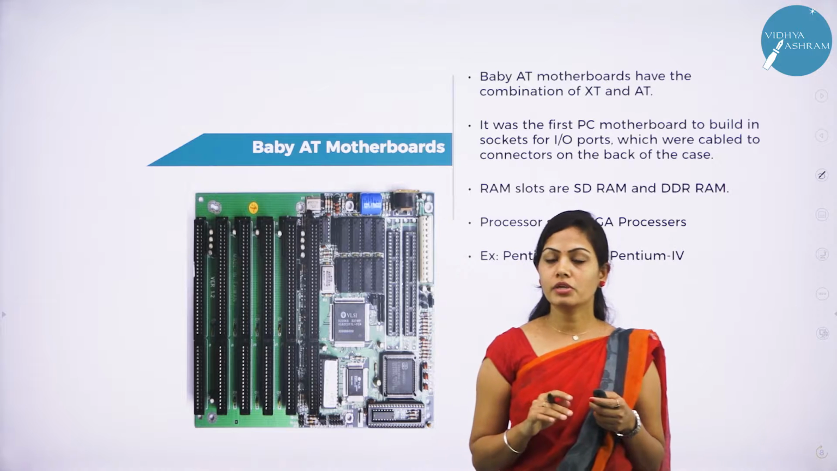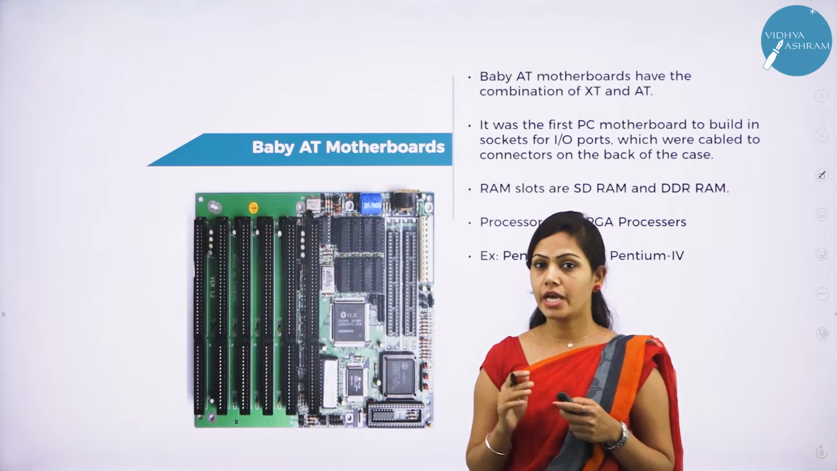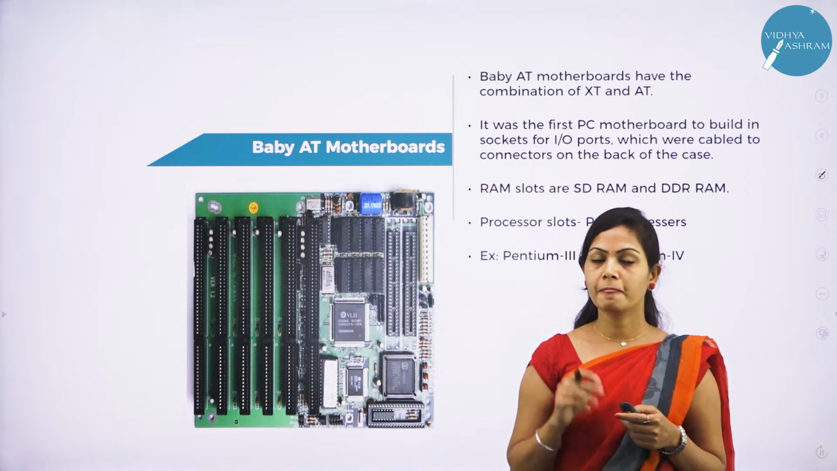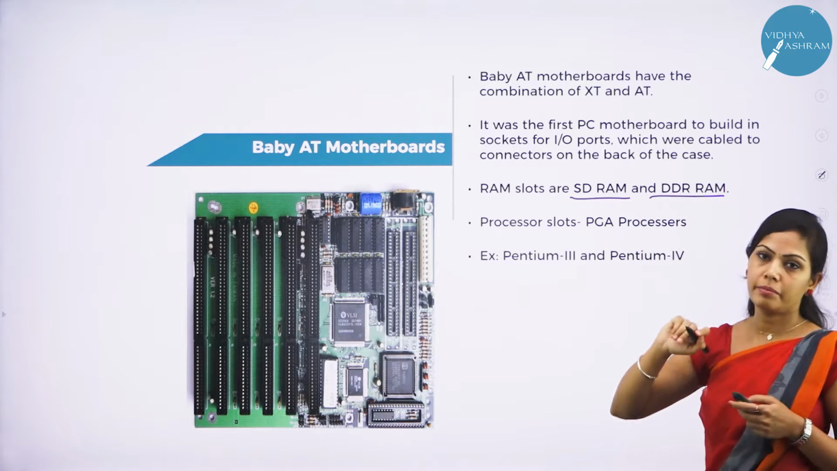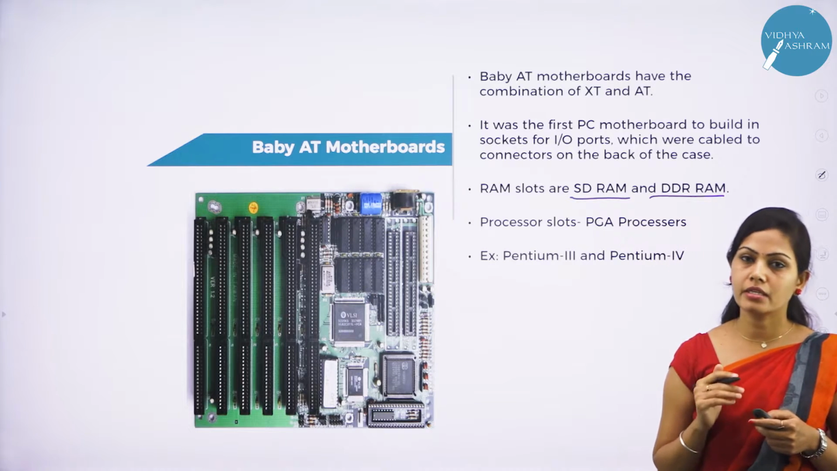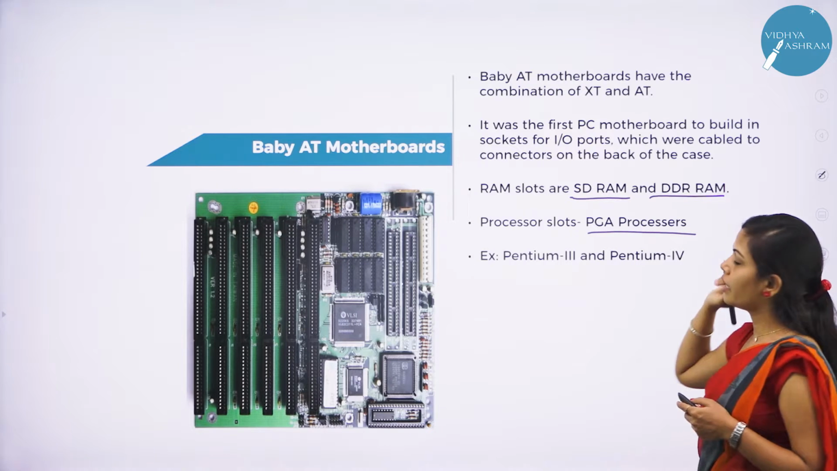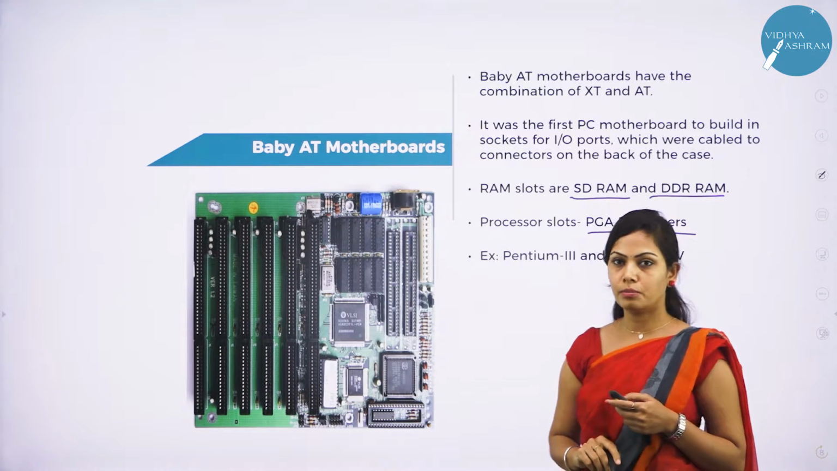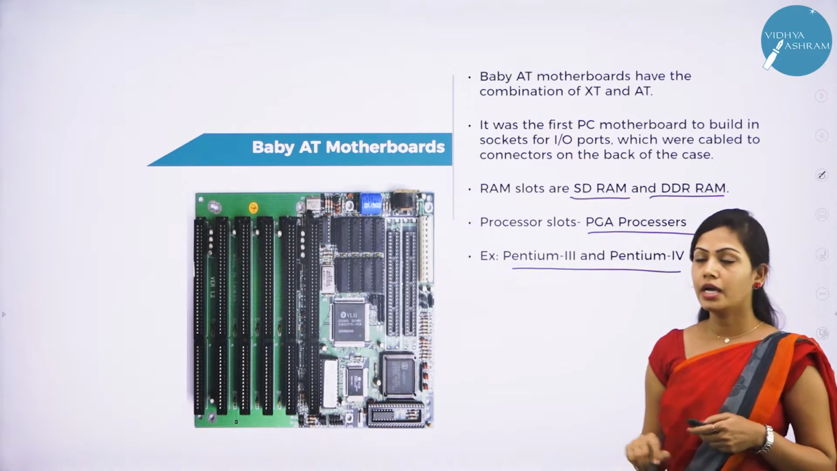Next type is Baby AT motherboard. This is the combination of both XT motherboard and AT motherboards which has 12-pin and 20-pin power connectors. The RAM slots are SD-RAM and DDR-RAM, synchronous dynamic random access memory and double data rate random access memory. The processor socket is PGA. This is called Baby AT motherboard. Example Pentium 3 and Pentium 4.